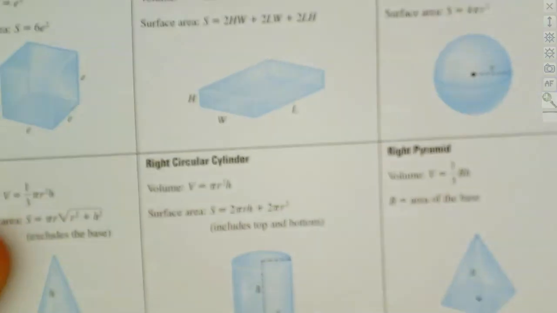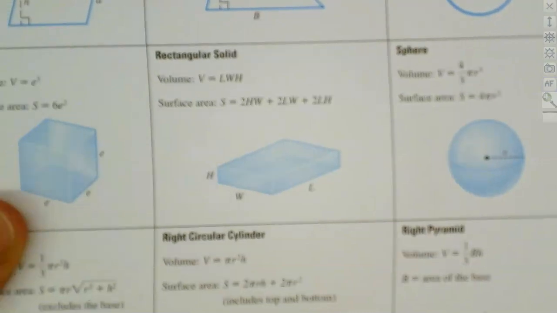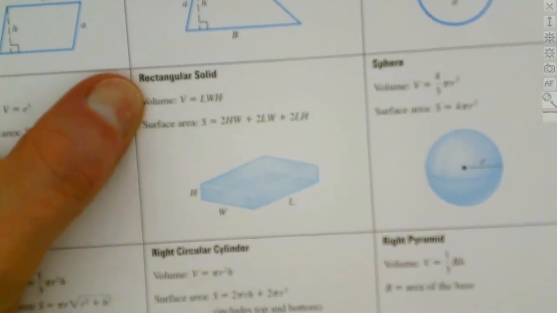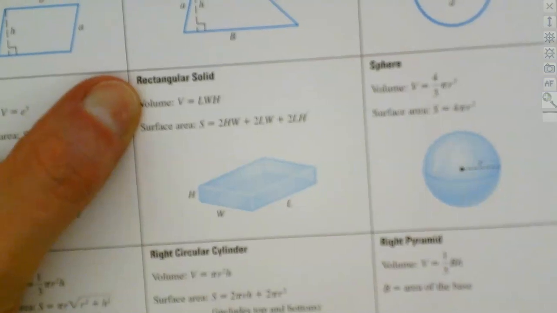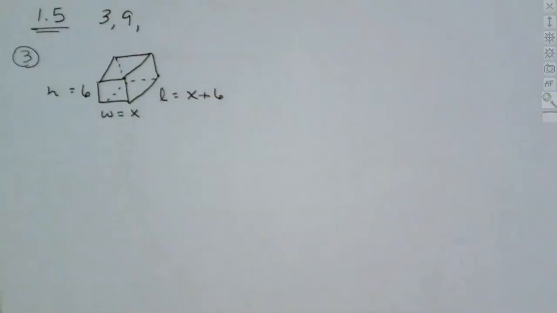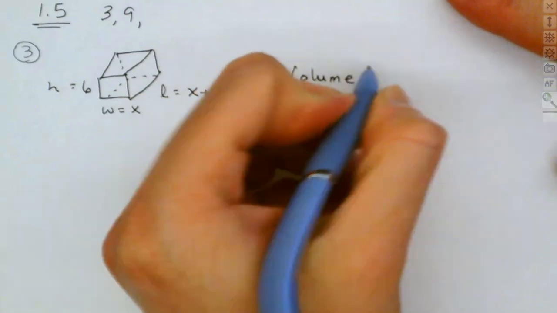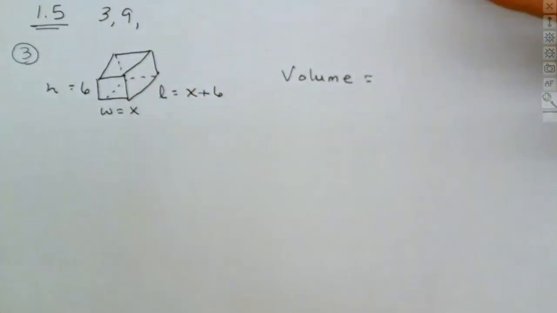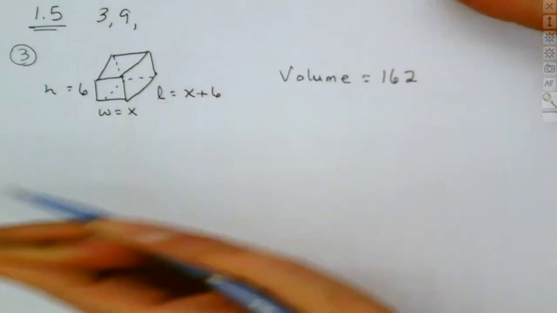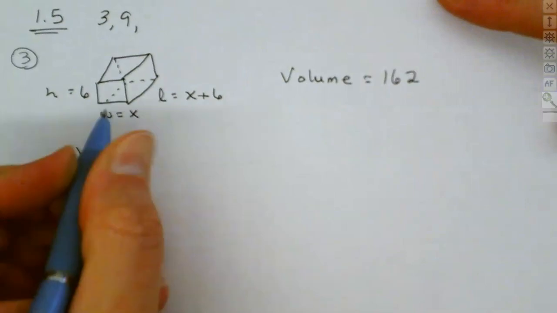Now, you can either memorize the formula or you can go back and look it up. A box looks like the rectangular solid, doesn't it? And what's the volume of a rectangular solid? It's very easy. You just multiply all the parts together: length times width times height. So let's now build our equation. What do we know here? We know our volume is given in this question, and that volume is 162. And the volume is length times the width times the height.